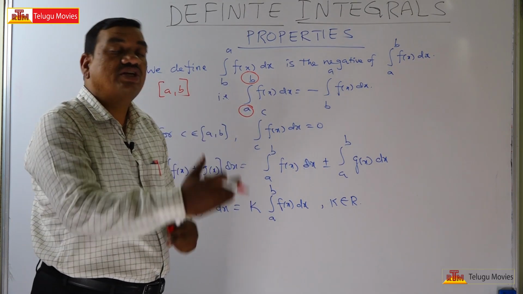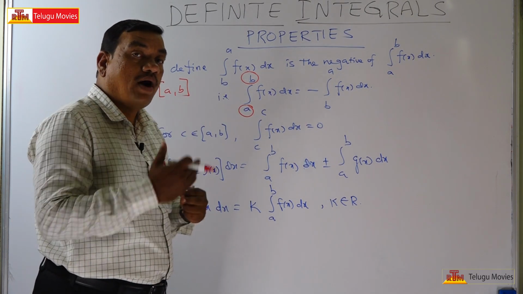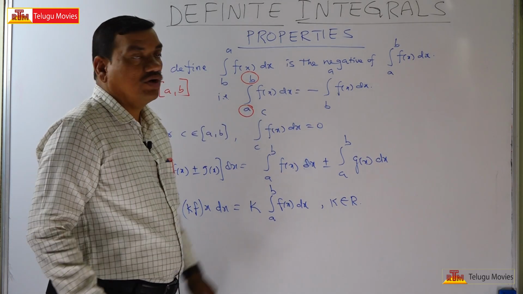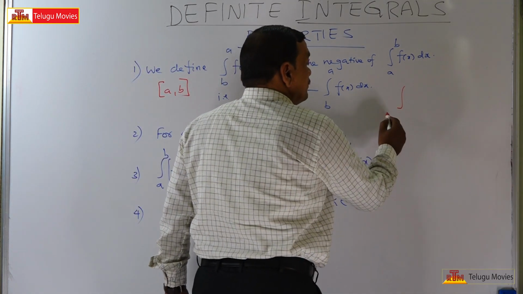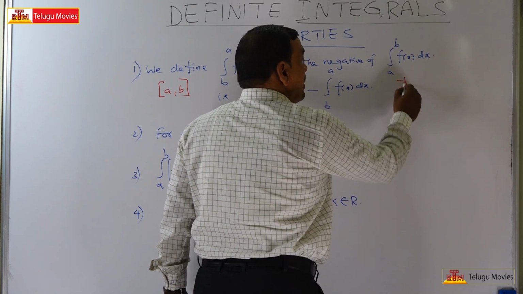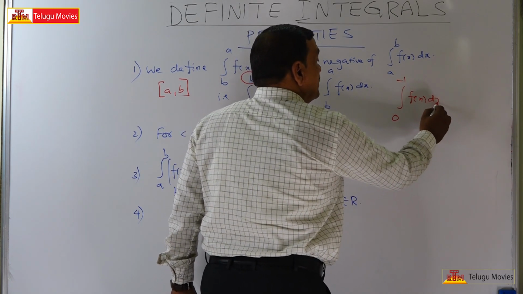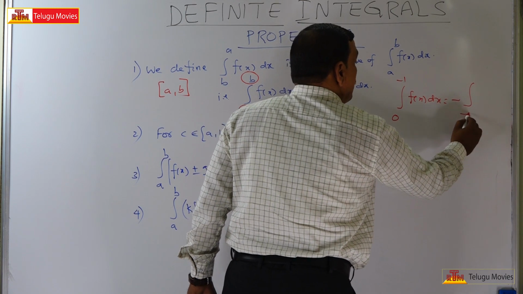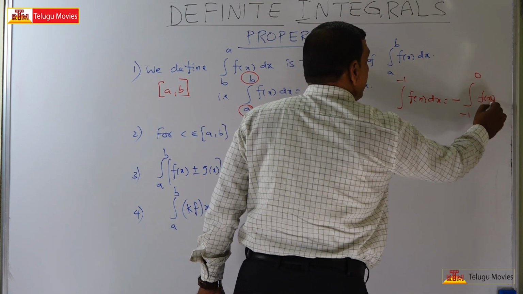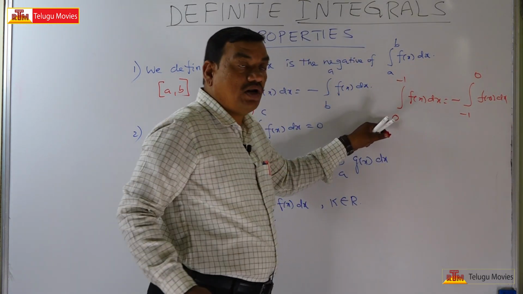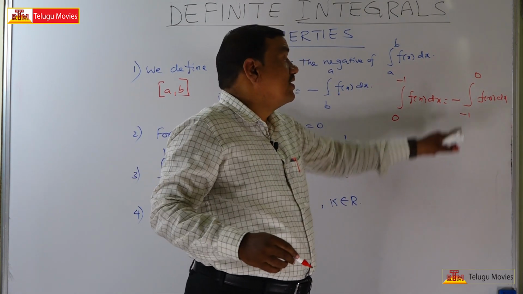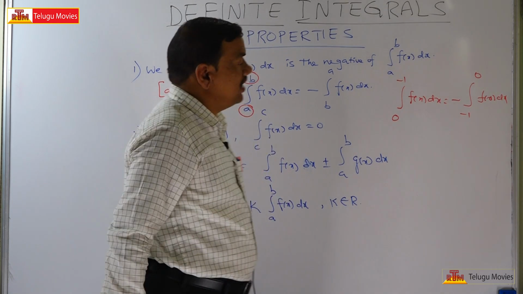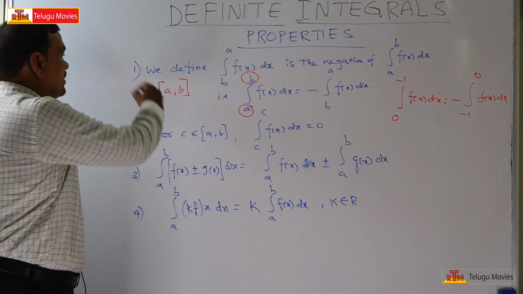If you want to change lower to upper and upper to lower, you have to write a minus. So whenever you get a term like integral from 0 to minus 1 f of x dx, it is the same as minus integral from minus 1 to 0 f of x dx. This is the lower limit, this is the upper limit. If you change it from upper to lower, you have to write minus. I hope that you understand this point.